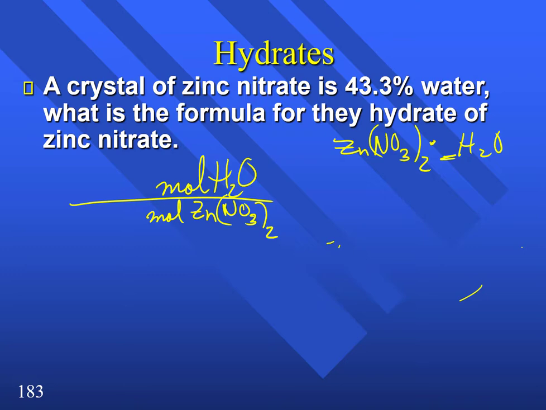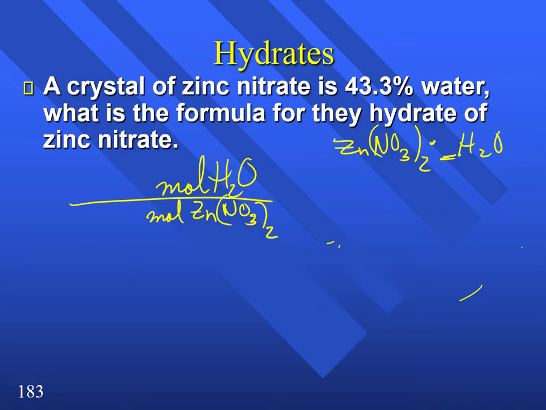So if I take the moles of water and divide it by the moles of this, that'll tell me how many of those I have. Seem reasonable? Okay. So how can I get those numbers? Well, that 43.3%, does it matter how much I have? If I have a ton of it, 43.3% is still going to be water. If I have an ounce of it, 43.3% is going to be water. So I can pick any amount and it's still going to be 43.3%.